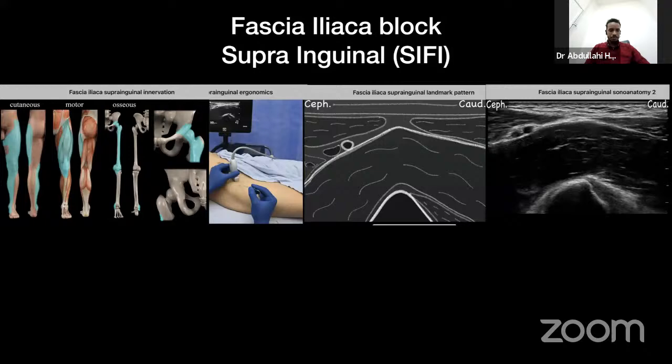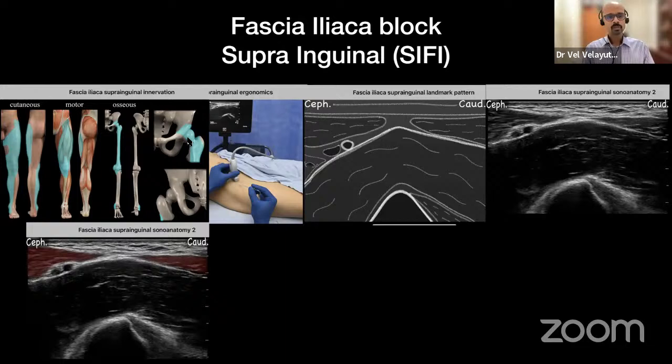Okay, so that's your probe position. You're going to start off, this is the anterior inferior iliac spine. So what you want to do is start with your probe position on the anterior superior iliac spine. And then you slide the probe till you get to see the anterior inferior iliac spine, which is this shadow here. So start here, which will be easier to see. And then you slide your probe, keeping the same angulation.